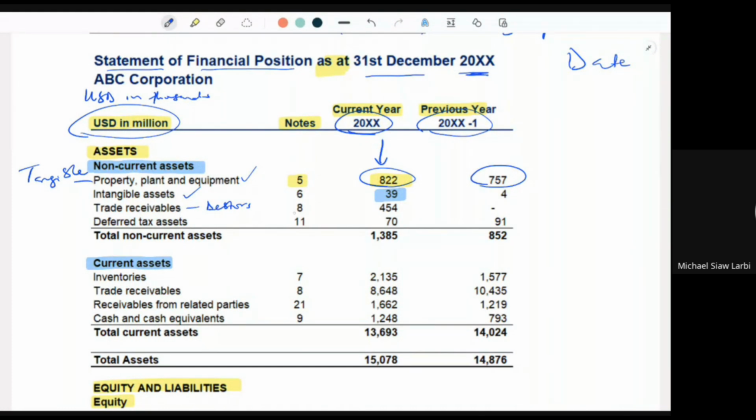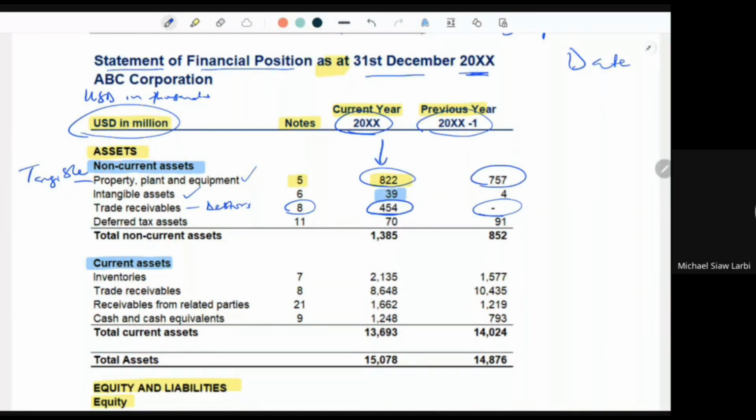Typically, when you go to note 8, they'll let you know if these receivables are from just trade. When we say trade receivables, these are people who bought from you and didn't give you cash. So we have $454 million of cash sitting out there yet to be collected. It means we've sold to some people $454 million and they've not paid us yet. Interestingly, last year it was zero.